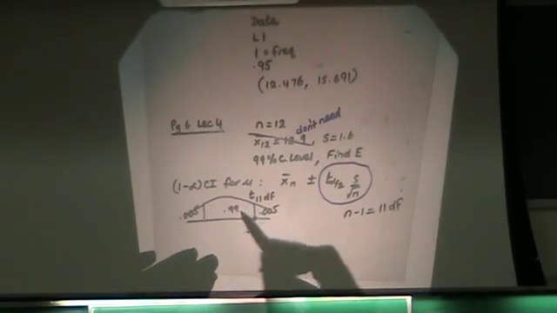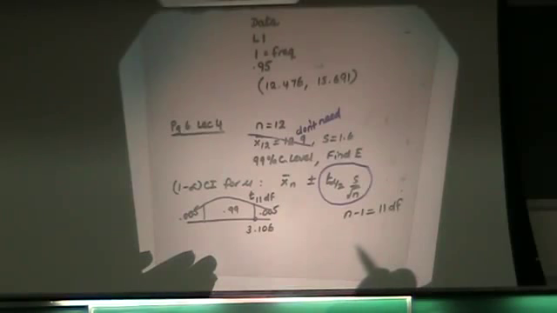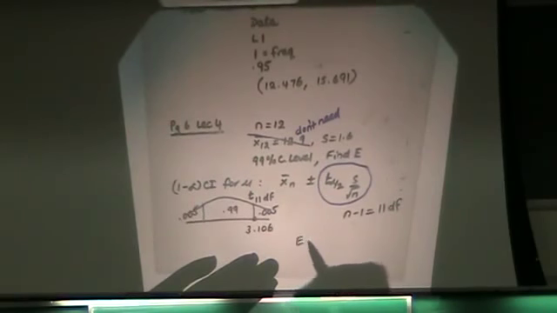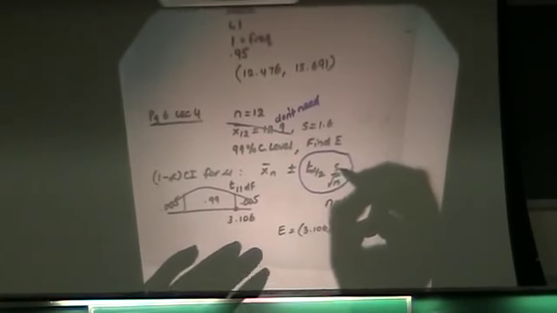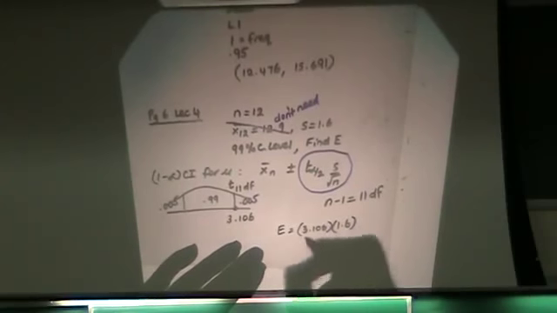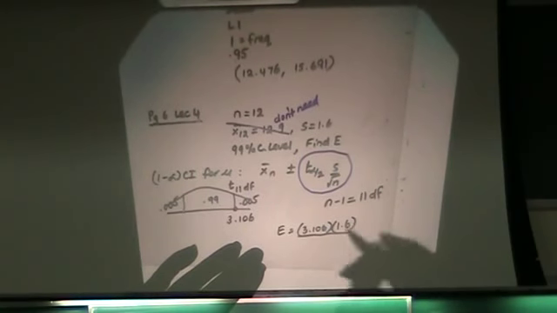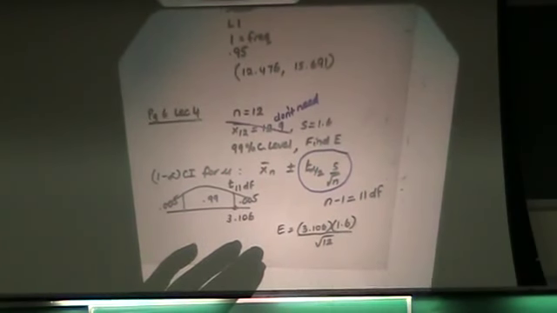3.106. Do we agree with that? Okay, that's it then. So E equals 3.106 times S, which is 1.6, divided by root n, root 12.